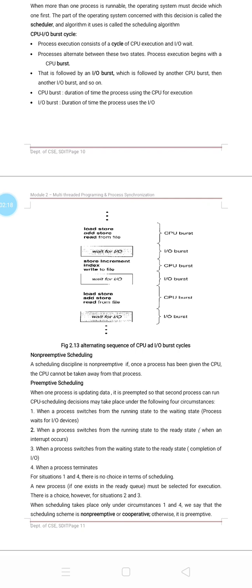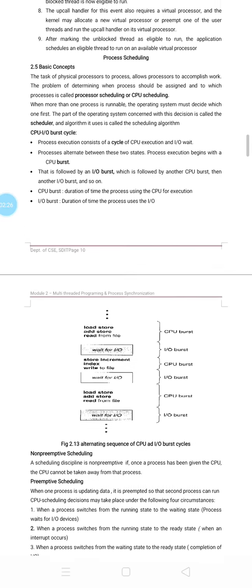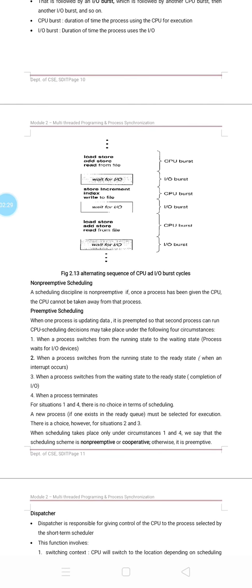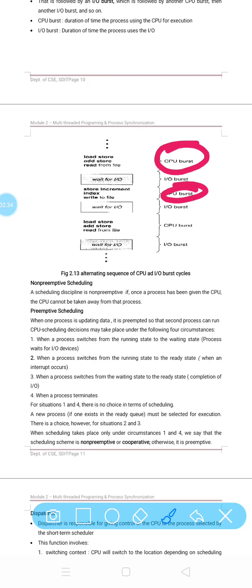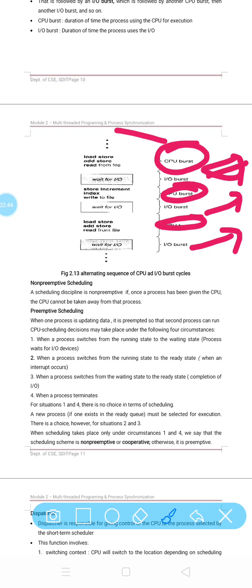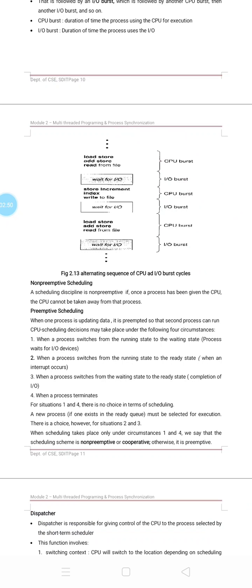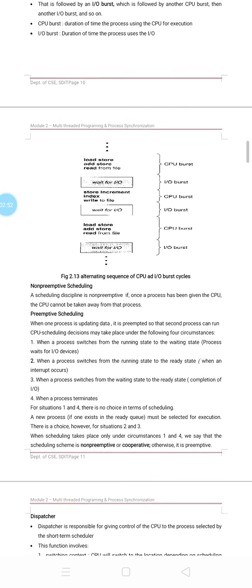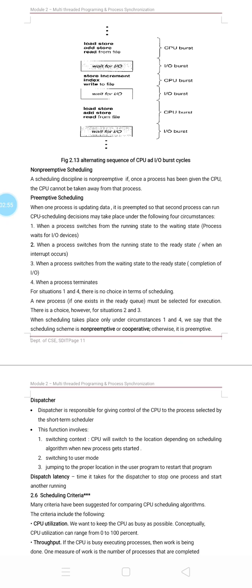A system will have good performance if and only if it has a good combination of CPU as well as IO bursts. Because if you have a process which is doing only CPU related jobs, then the CPU will be busy all the time, but the input output devices will be simply sitting idle. Or if you have only IO related jobs, then the CPU will be sitting idle. So for good performance you should have a good combination of CPU burst as well as IO burst processes.